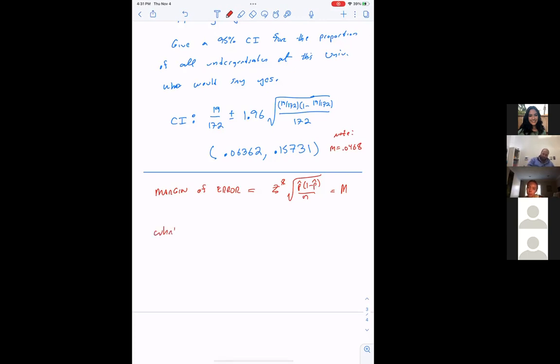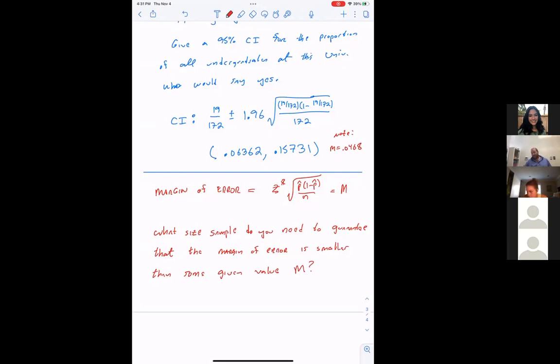The question is, what size sample do you need to guarantee that the margin of error is smaller than some given value M? If I tell you what M is, what size sample do you need to guarantee the margin of error is smaller than that value? So who here has an idea, right or wrong, as to how to go ahead and calculate this, figure it out? What's a good first step?